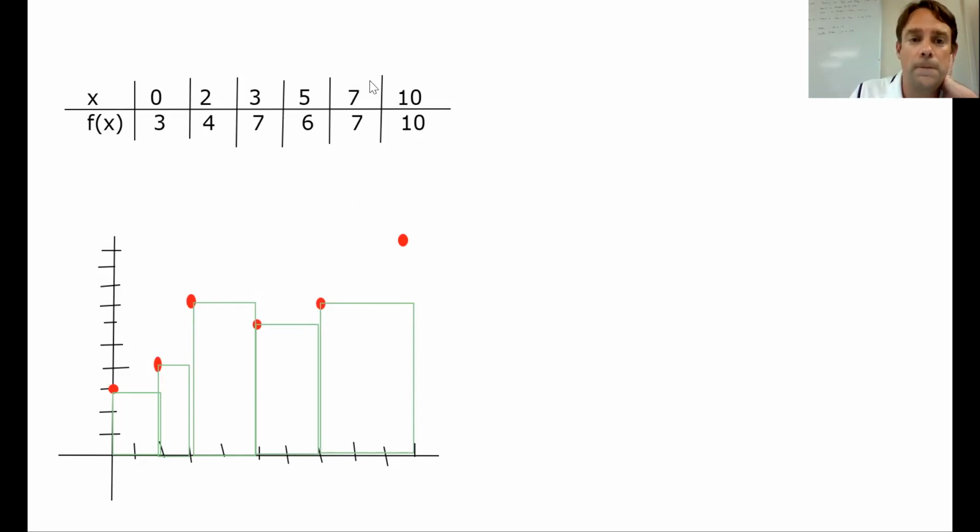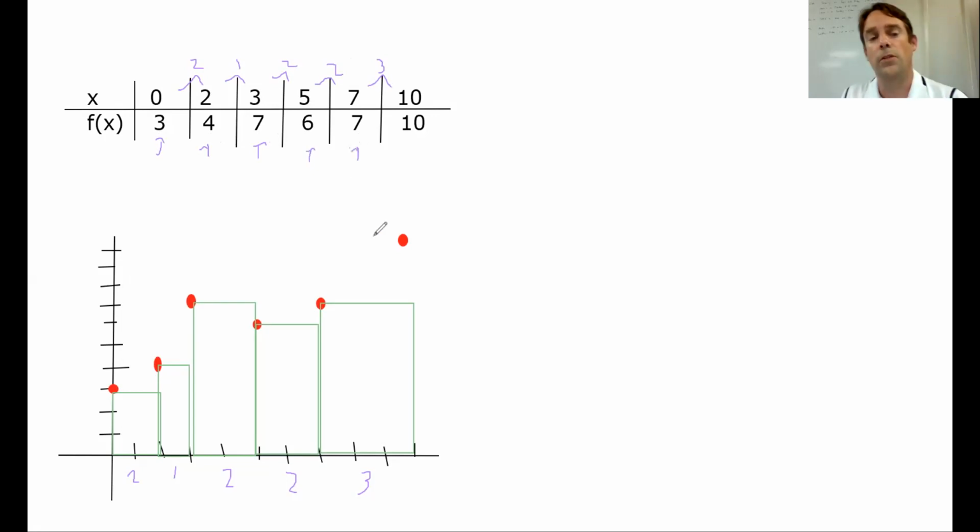Well, here's how we end up doing this, so we don't go too terribly crazy. We just kind of look at the width. Notice the width here on this one was 2, 1, 2, 2, and 3. That's just the difference in the x values. And then the y values are really whatever the left endpoint is. So the first one is 3, 4, 7, 6, and 7. Those are our y values.